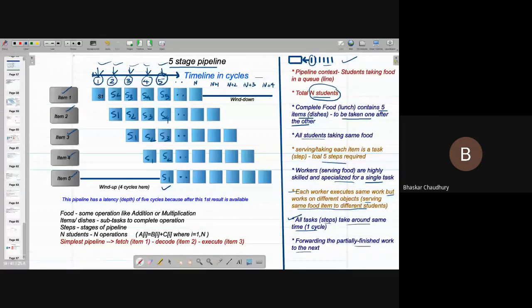Okay, so now, exactly at the fifth cycle, the first student completes taking the food. And what is interesting is that after the fifth cycle, at each cycle, one student completes the food taking process. So at the sixth cycle, student 2 will complete. At the seventh cycle, student 3 will complete, and so on. And finally, the nth student will complete the job.